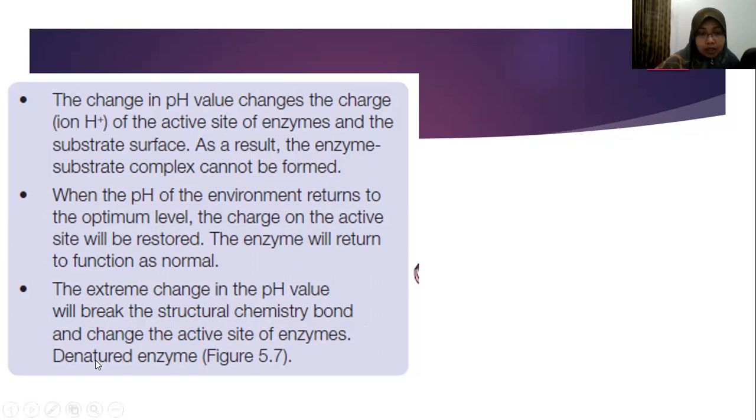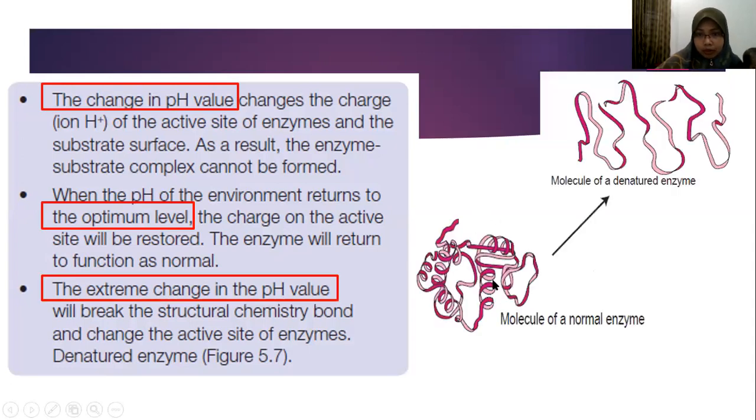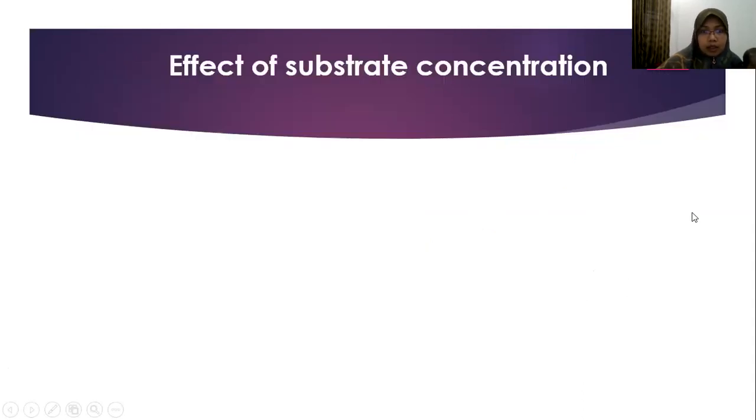Same case as temperature, more than 40 degrees Celsius. So this is an extreme change in pH. If the change is not extreme and returns to optimum again, the enzyme can return to normal. This is the shape of a normal enzyme. If denatured, it doesn't have its own shape. Okay, next, effect of substrate concentration.